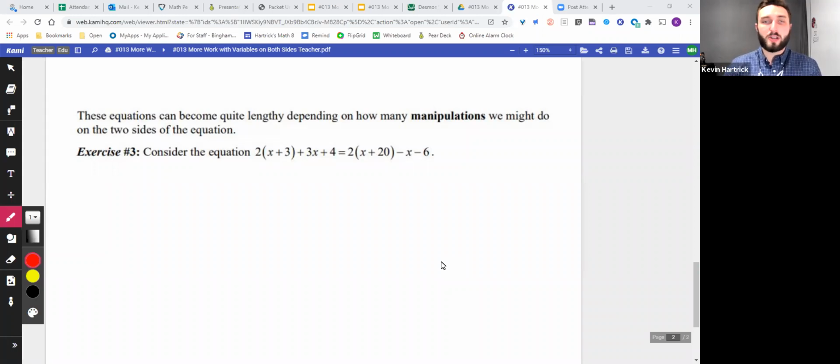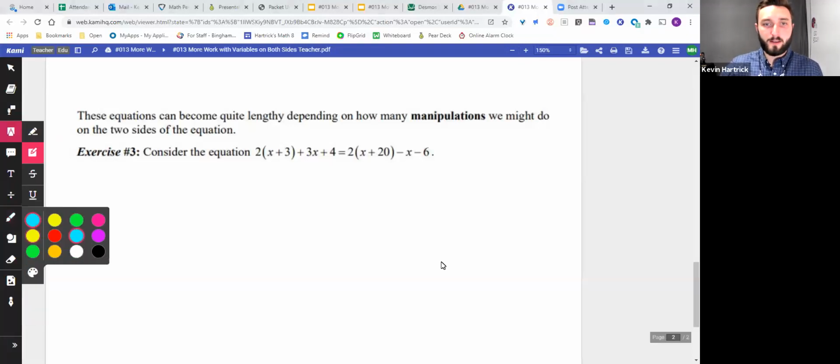And remember, our first strategy should be looking for any distributive property, right? So I have parentheses. If I have parentheses, I've got to do distributive property. I'm noticing parentheses here, I'm seeing parentheses here, I'm seeing parentheses here. So this tells me I need to do these distributive properties before I do anything else.